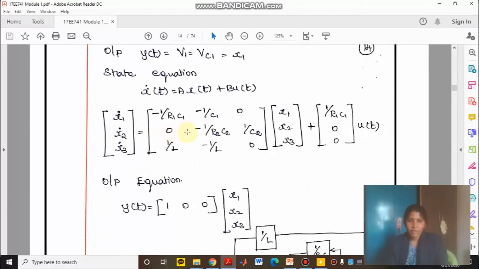Same thing when you're coming back to the next row, that is a21. a21 will have the coefficient of x1 in x2 dot, a22 will have the coefficient of x2 in x2 dot, a23 will have the coefficient of x3 in x2 dot. Same thing for x3 dot. Here a31 will have the coefficient of x1 in x3 dot, a32 will have the coefficient of x2 in x3 dot, and the last one, a33, will have the coefficient of x3 in x3 dot.